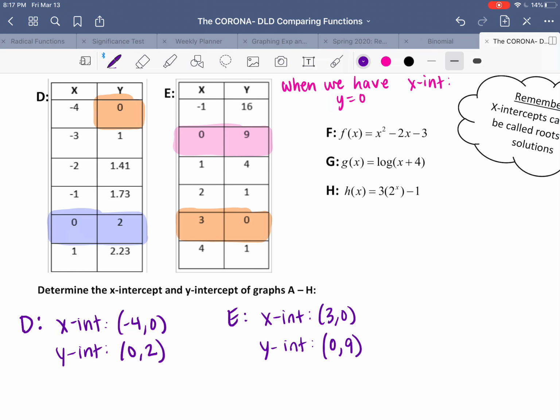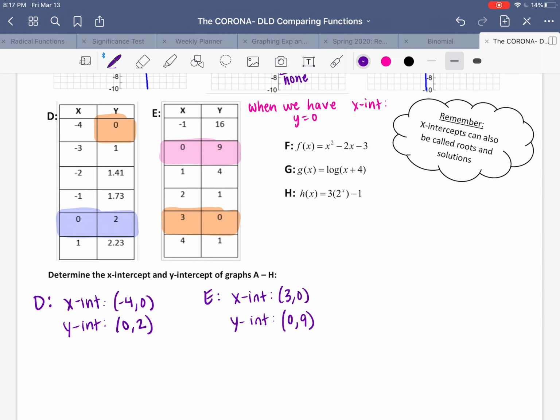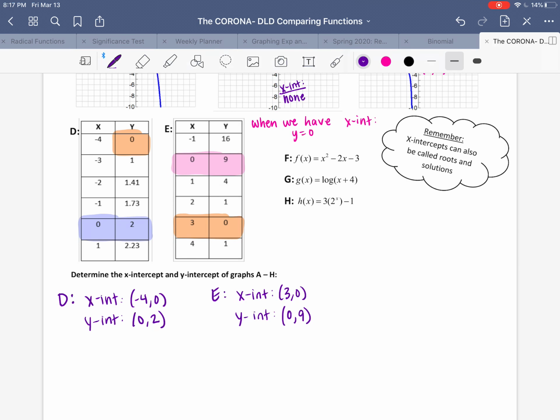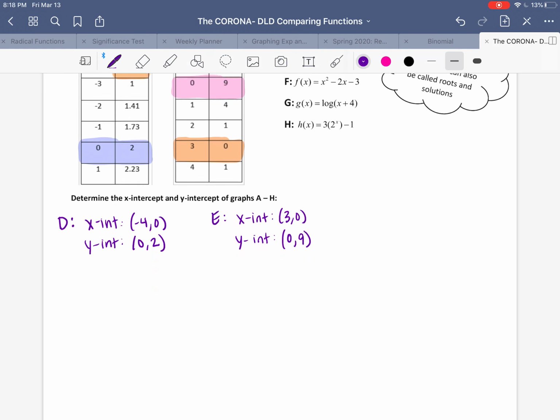Alright, so moving along to equations, and one other thing to remember is that the term x-intercepts can also be referred to as roots and solutions. So in questions on the quiz or tests or homework even, we could ask you to find the roots or the solutions, and they all mean the same thing. They all are x-intercepts, or where the graph will cross the x-axis.